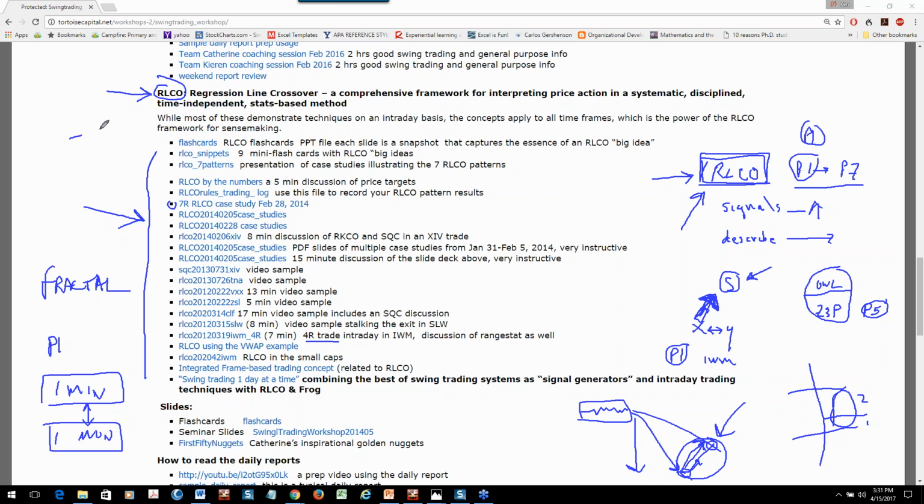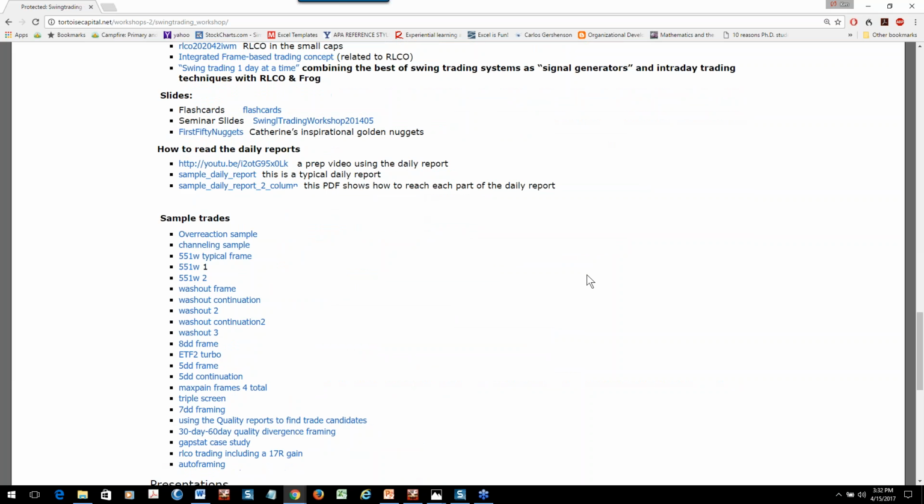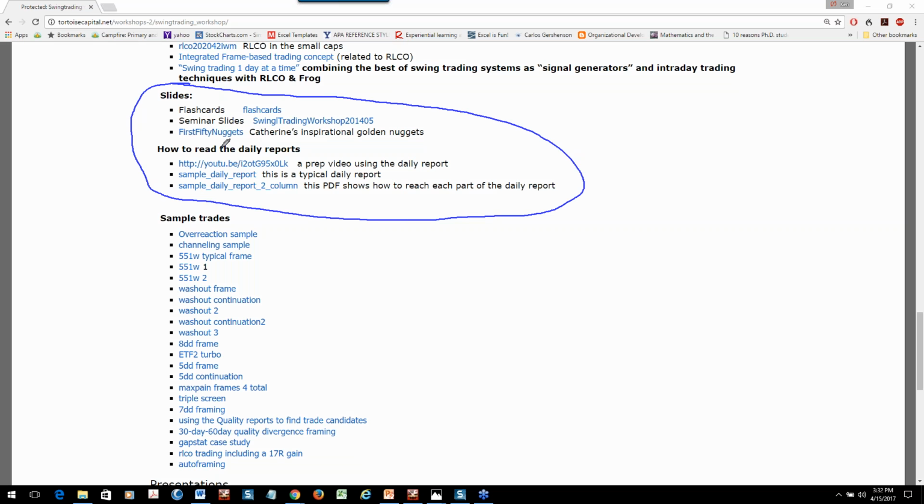And so this section gives you about 20 different examples of RLCO trades from entry all the way to exiting. So I would offer those to you for review as well. These sections here in the middle, the slides, first one, flashcards.